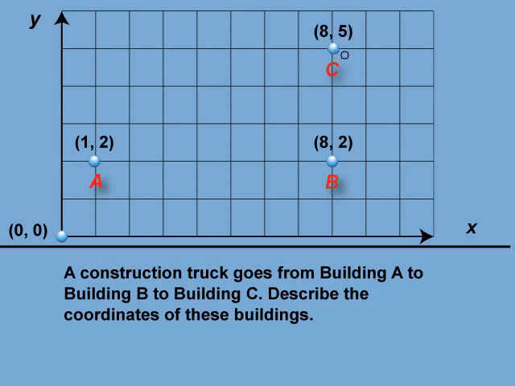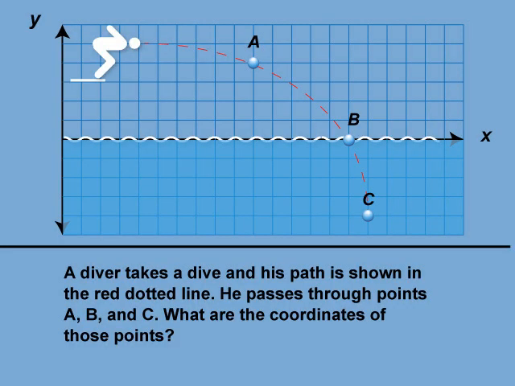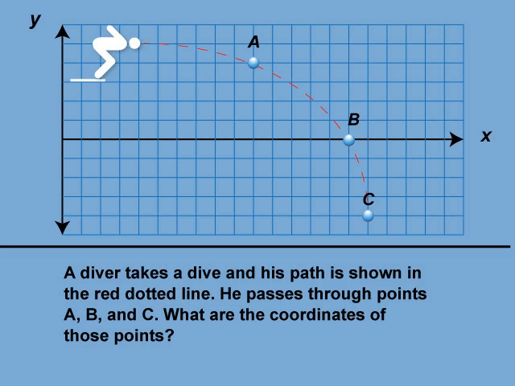Let's look at another example. A diver takes a dive, and his path is shown in the red dotted line. He passes through points A, B, and C. What are the coordinates of these points? We can use positive and negative integers to show the coordinates of the diver at the 3 points. Here is a clean version to make it easier to identify the coordinates.